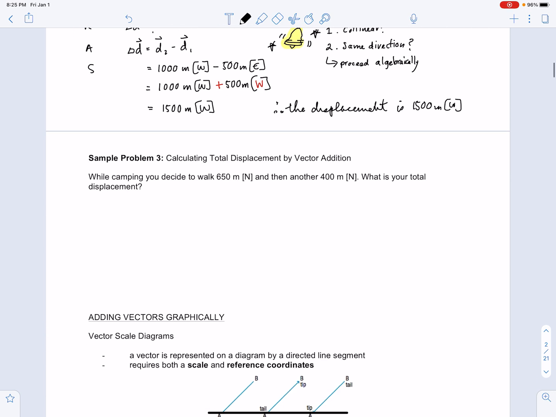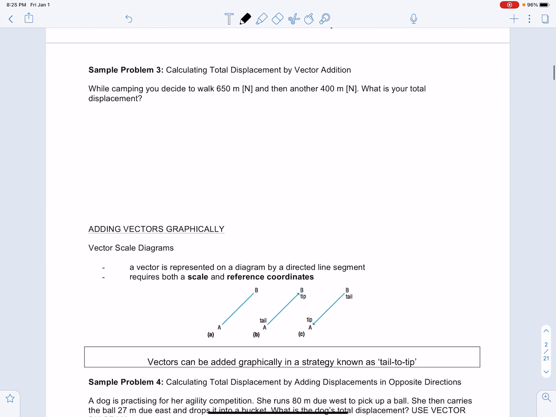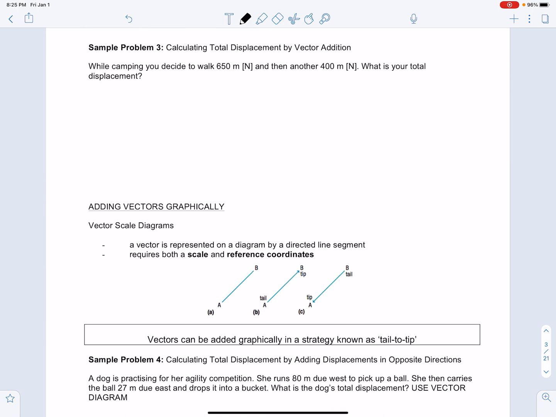Okay, let's do a third example. When camping, you decide to walk 650 meters north and then another 400 meters north. What is your total displacement? So let's write down what's given in this question. We're given 600 meters north. There's a magnitude and a direction. Then there's 400 meters north. Another magnitude and direction. The unit of measure is the meter.